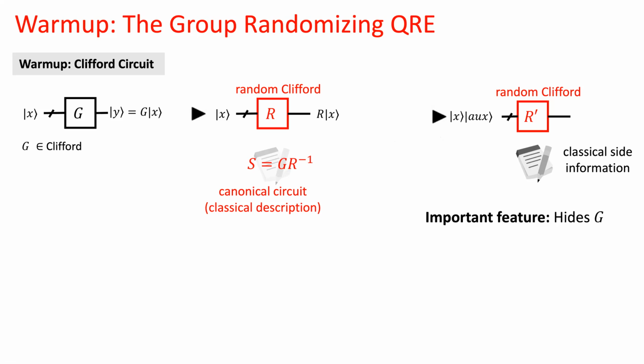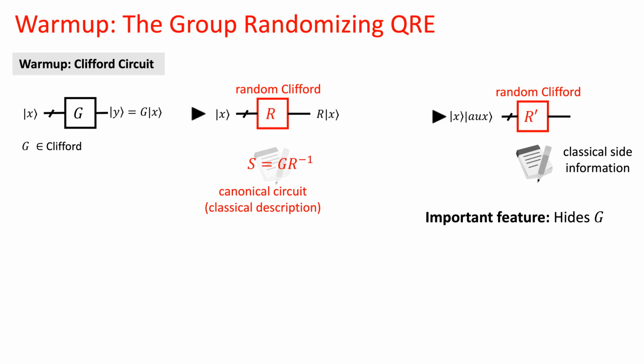And an important feature of this example is that it hides the original circuit G. What do I mean by hiding the circuit G? Well, intuitively, it means that when you get the randomized encoding, you can compute the output, but you don't get any information about the circuit that was used to compute this value, not just any information about the input, but no information about the circuit as well.